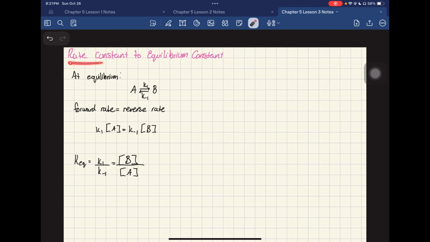So rate constant to equilibrium constant. At equilibrium, A is going to be like that, right? Equilibrium B. Forward rate equals reverse rate. So Keq equals k1 over k minus 1. K equals is represented like that.